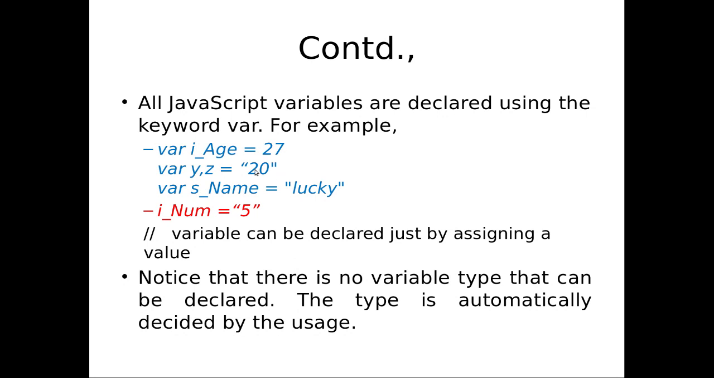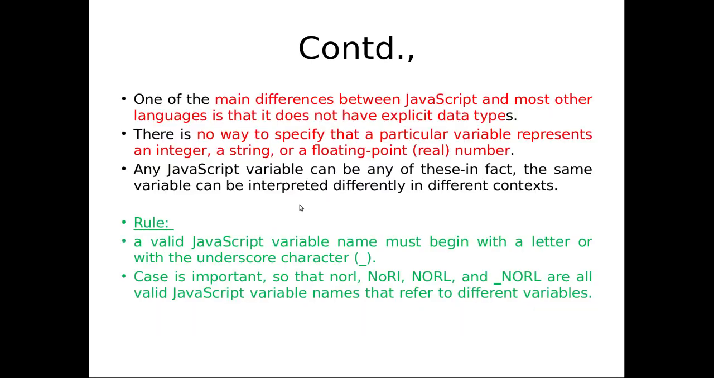I have given you some examples here. There is no need to tell a data type which you are going to use. The variable type need not be mentioned. It is going to be very simple, and JavaScript is brilliant enough to understand that. The main difference between JavaScript and any other language is that it doesn't have any explicit data types. Please remember this point.